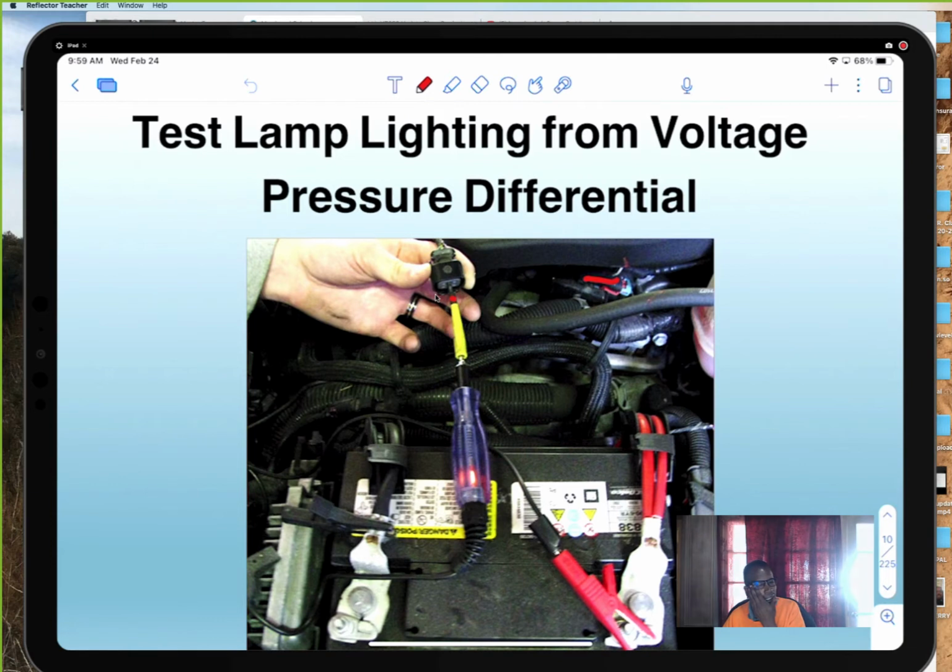This test lamp lighting from voltage pressure differential. Right now, we said this yesterday. Somebody tell me, how is this a pressure differential? He has a test light here, right, and he has this hooked up positive. And he had this probe in here, that connector. How is that a pressure differential? What do they mean by this?